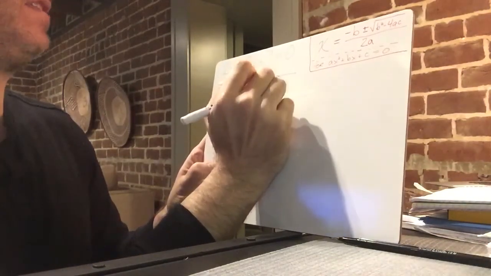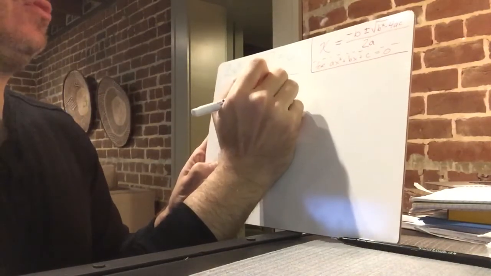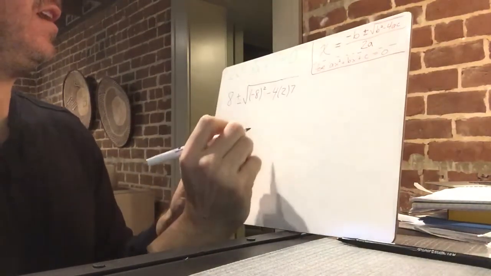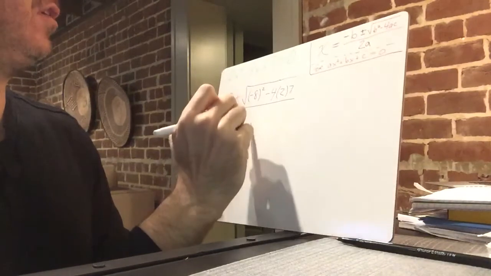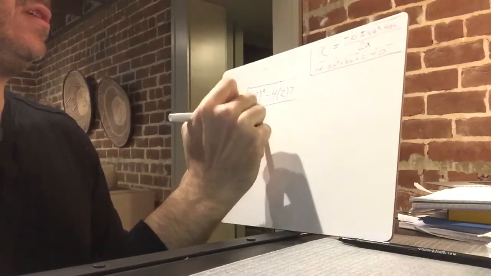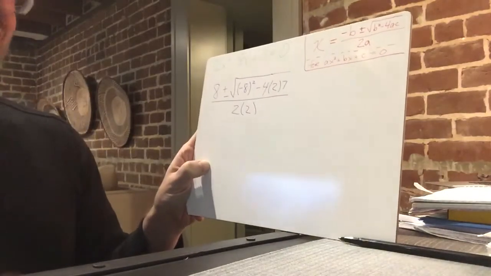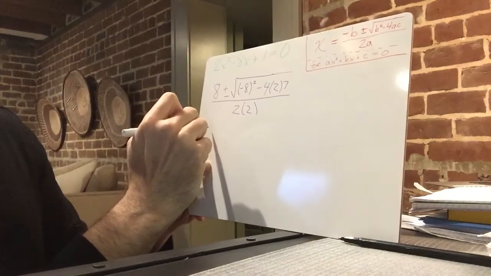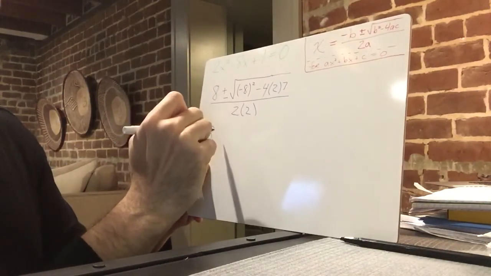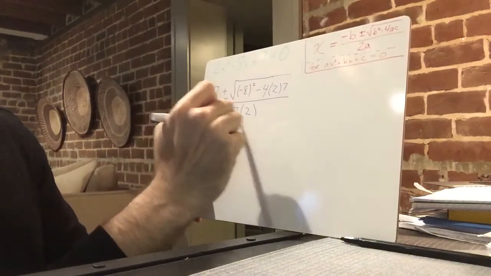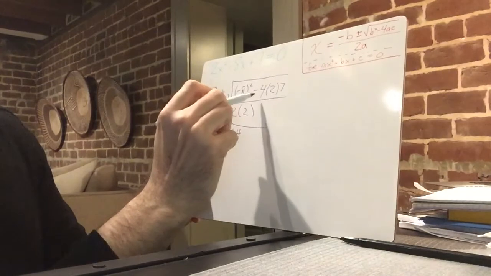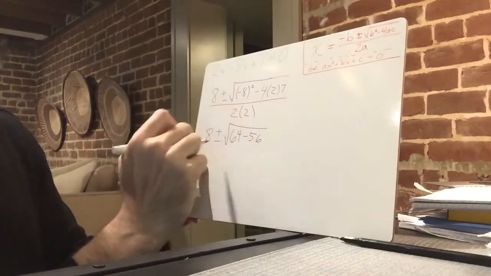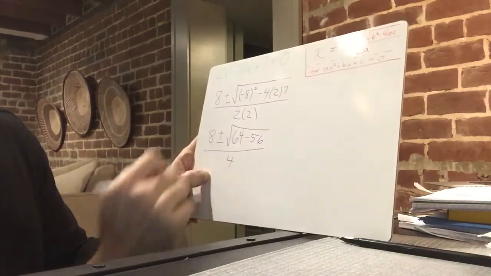But I still want to write everything out: negative 4 times 2 times 7 as far as plugging in the formula, and then all over 2a, or 2 times 2. So let's start to do some of this on paper before even putting it in the calculator. I don't like to use the calculator until the last step or until I really need to. So we have 8 plus or minus the square root of 64, 4 times 2 is 8, times 7 is 56, minus 56, all over 4.